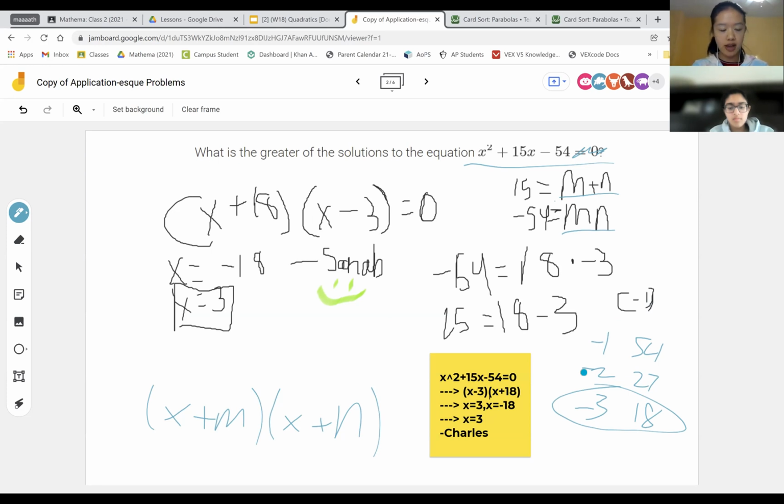So that would mean that substituting in, the equation would become x plus 18 and x plus -3, which is x minus 3. So that means that the values of m and n, which are the roots, would be -18 and 3. And since 3 is the greater one, that would be our answer. So good job, Sonab. And also, this was really neat. Good job on that.